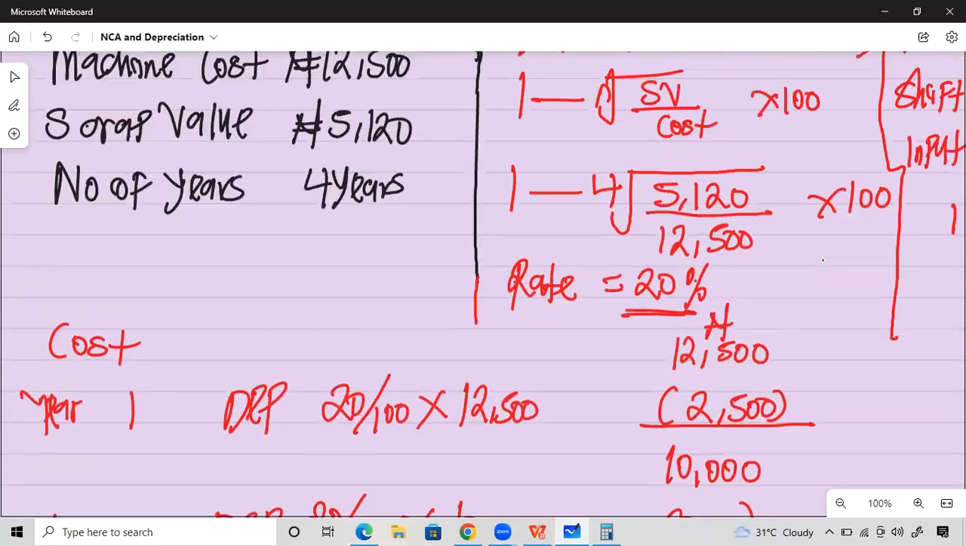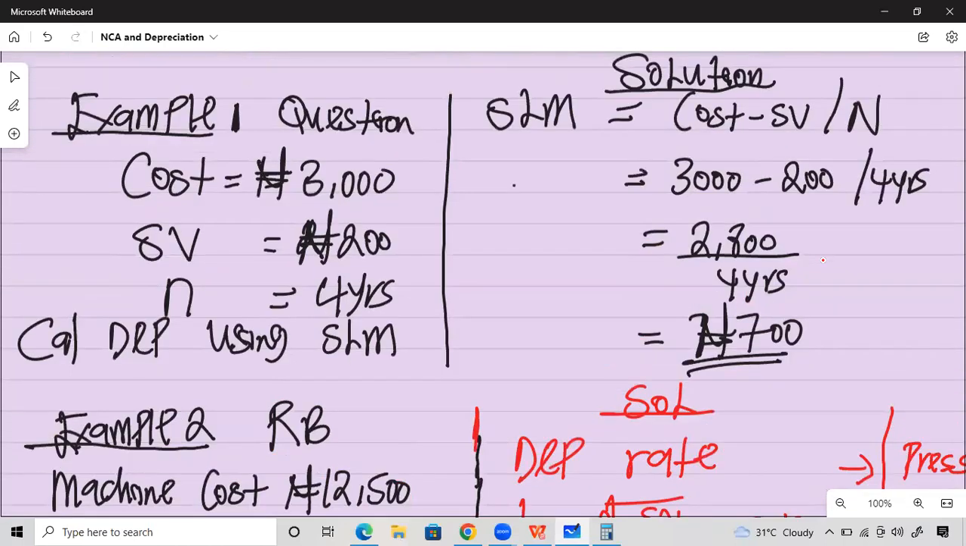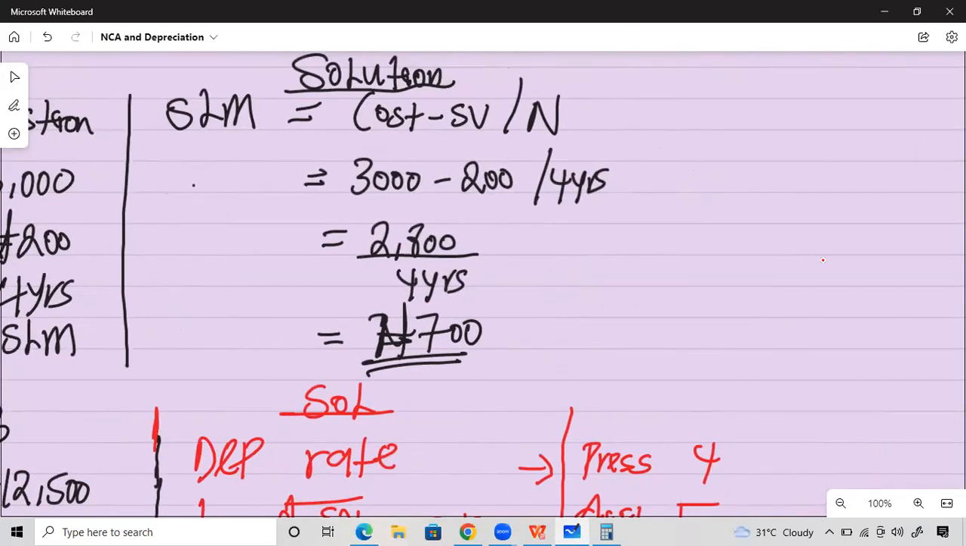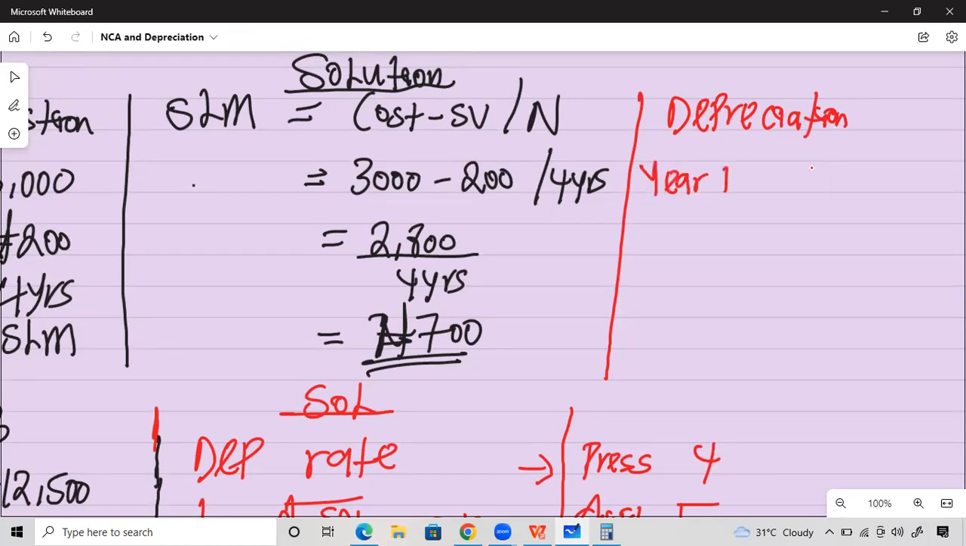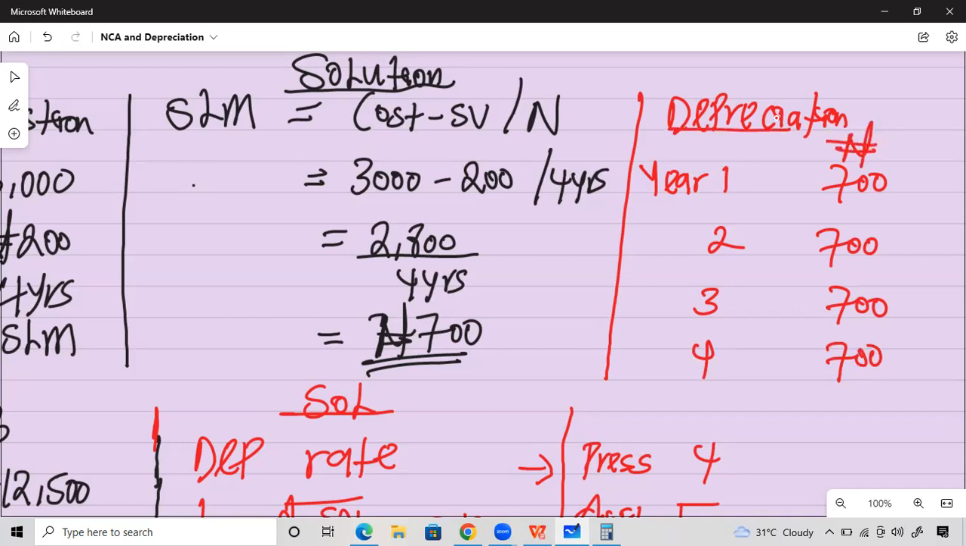But assuming that it is under the straight line method, in year 1, let's say this is depreciation under straight line method, your depreciation was 700. In year 2, it will be 700. In year 3, it is also going to be 700. And in year 4, it's also going to be 700. That is under straight line. The depreciation throughout the useful life of the asset will be the same, regardless of the year.